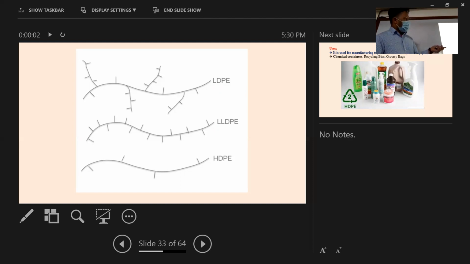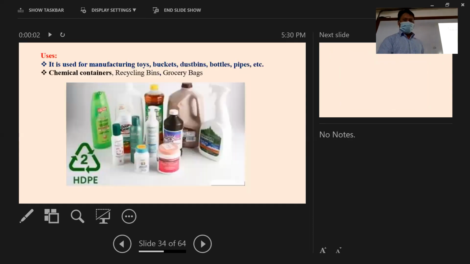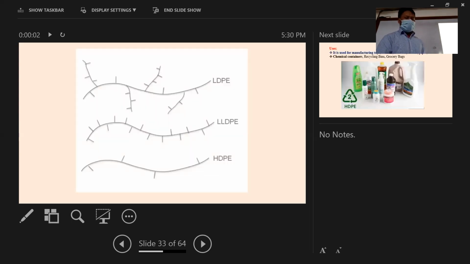Now, what is this LLDPE? No, I can. Just a second, maybe I have that. I have forgotten the name. No. Low level? No.